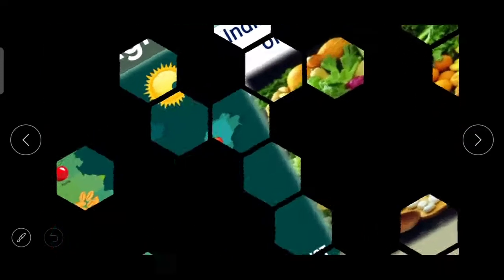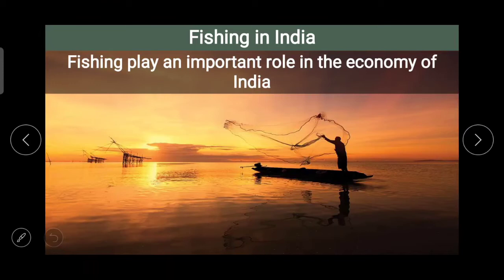Now, the next point is fishing. Fishing plays an important role in the economy of India. Here one thing we have to keep in mind is that the title of our topic is economy and occupation. So, we are talking about the occupations which play a very important role in the economy of India. Agriculture is very important, and it is given in our textbook that India's agriculture contributes more towards GDP and also engages a large chunk of population. Same with fishing. Fishing plays an important role in the economy of India.